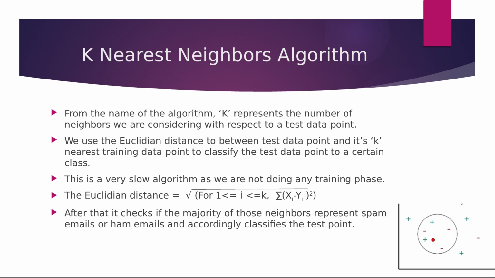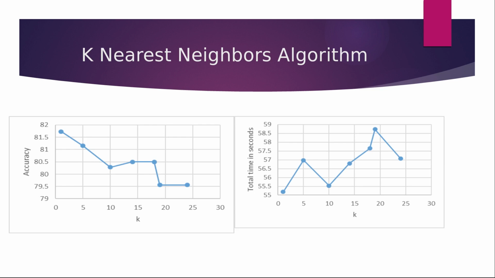On the bottom right part of the screen, you can see a picture of how this algorithm looks as a plot. Here you can see that accuracy and k, which is the total number of neighbors, are related. Here we can see the accuracy is more or less the same. It drops marginally when we increase the value of k. The total time in seconds increases a little as we increase the number of neighbors. This is because as we increase the number of neighbors, we have to calculate the Euclidean distance to more neighbors and consider more classification votes.